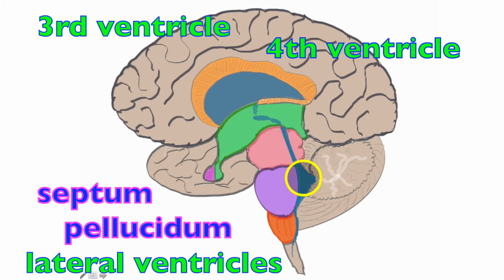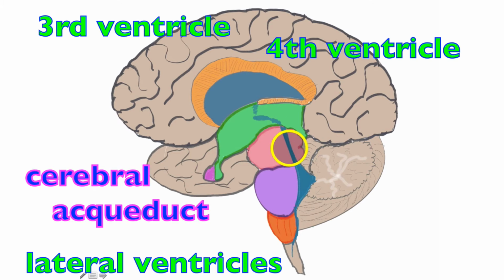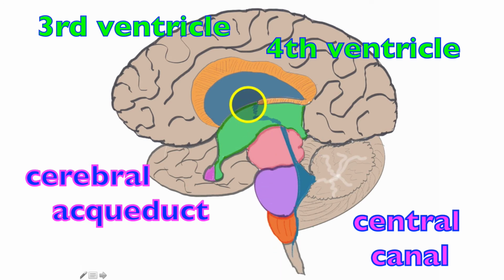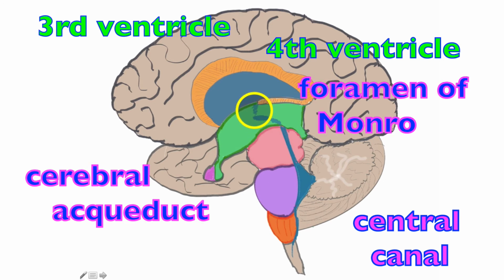And the fourth ventricle lies posterior to the pons, anterior to the cerebellum. Connecting the third ventricle to the fourth ventricle is the cerebral aqueduct. Connecting the fourth ventricle to the spinal cord is the central canal, which proceeds inferiorly down the middle of the spinal cord. Connecting the lateral ventricles to the third ventricle is the interventricular foramen, also known as the foramen of Monro.